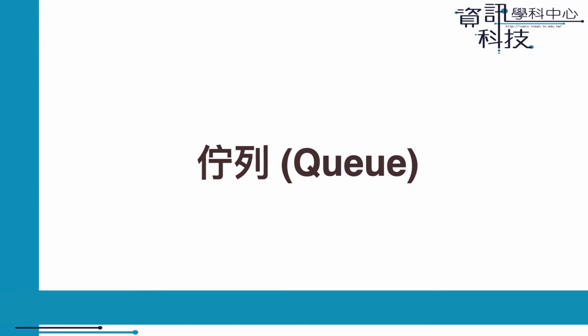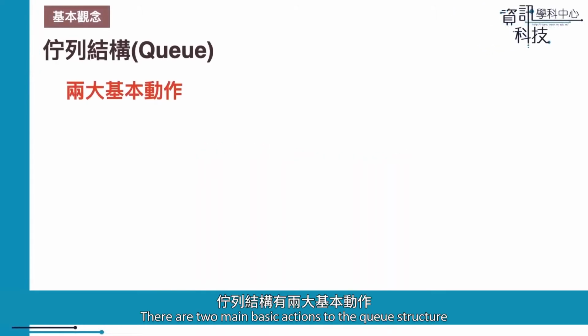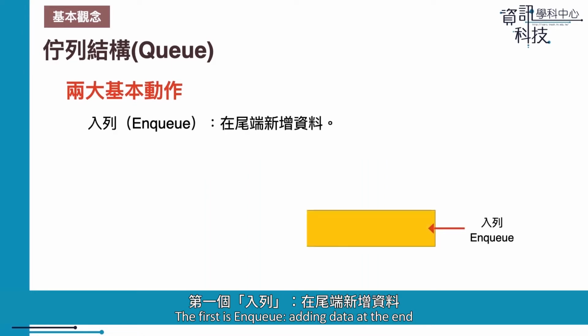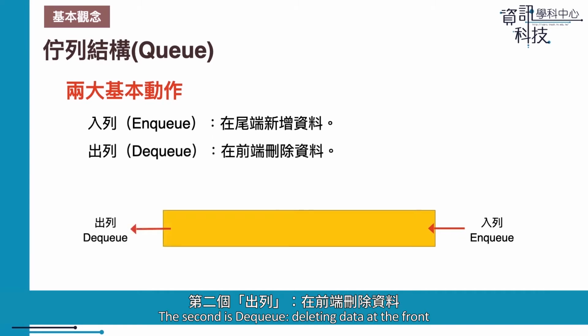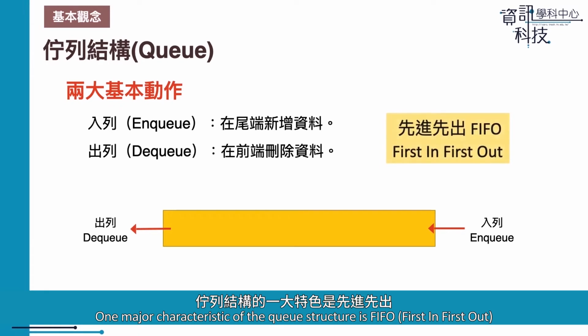Queue. There are 2 main basic actions in the queue structure. The first is Enqueue, adding data at the end. The second is dequeue, deleting data at the front. One major characteristic of the queue structure is FIFO, first in, first out.